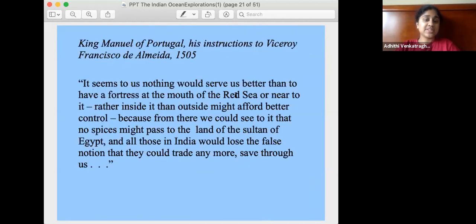So this is a testimony by King Manuel of Portugal and his instructions to the Viceroy Francisco de Almeida in 1505. You can go ahead and read that on your own. We can take this moment to try and source this document. Just 3 minutes, try to source it best.